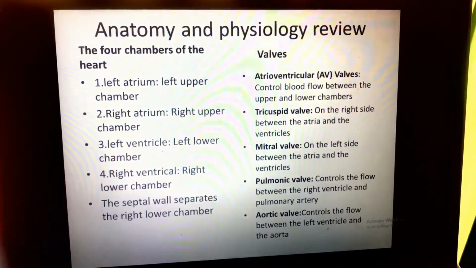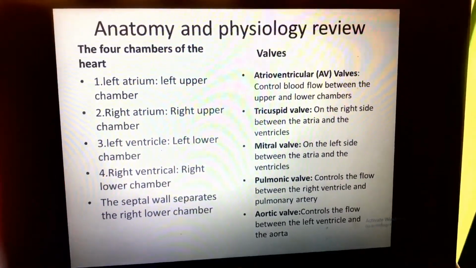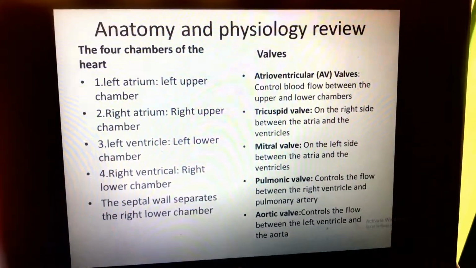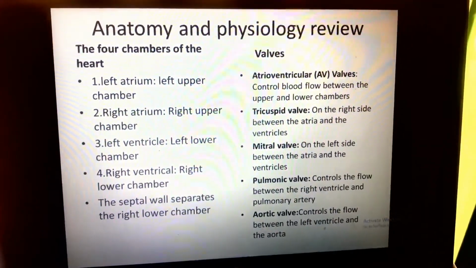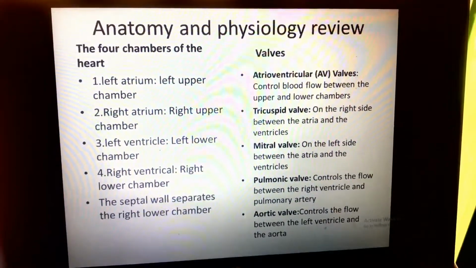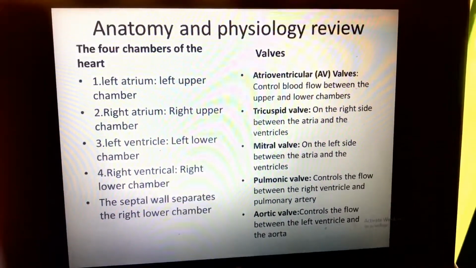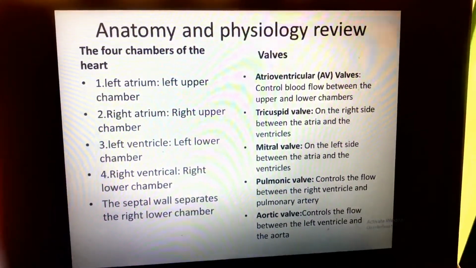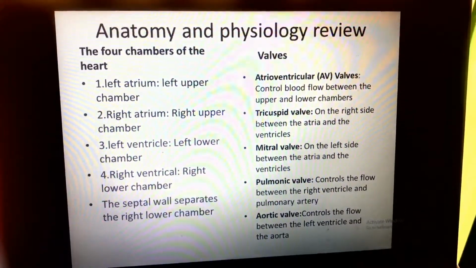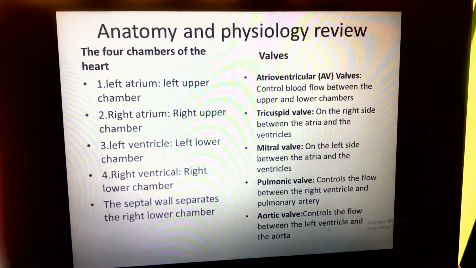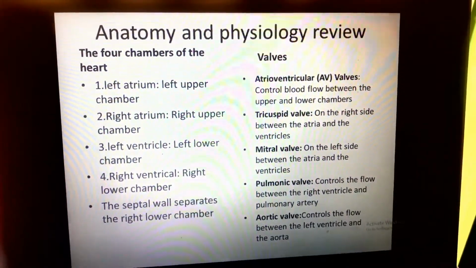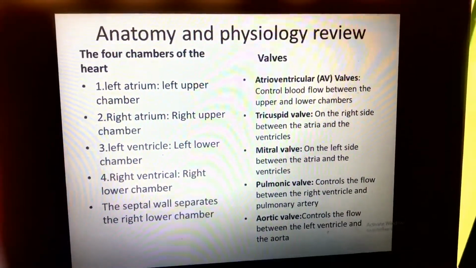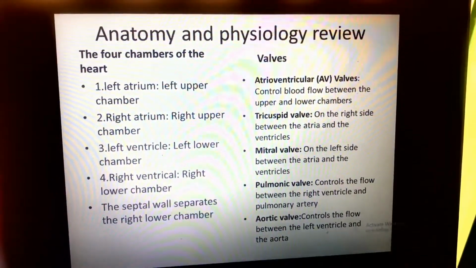We have the tricuspid valve located on the right side between the atria and the ventricles. The mitral valve on the left side between the atria and the ventricles. We have also the pulmonic valve that controls the flow between the right ventricle and the pulmonary artery, and the aortic valve that controls the flow between the left ventricle and the aorta.